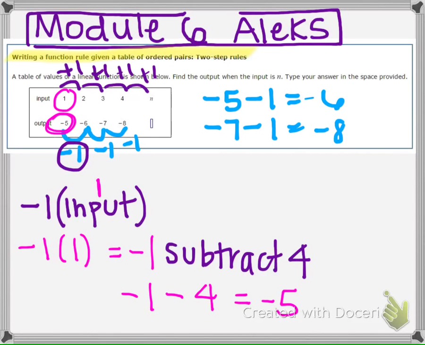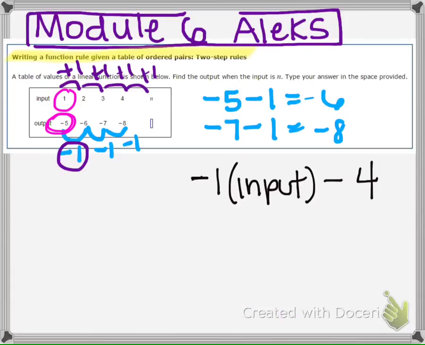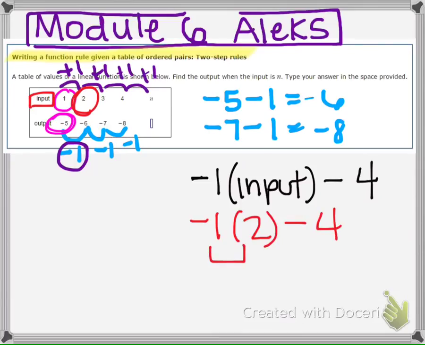So I'm thinking the rule is to take the input, multiply it by -1, and then subtract 4. So I want to see if that works. Okay, so it worked for the first one. Let's try the second one. If I put in a 2, the input is 2, I would have -2 minus 4 is -6, which is the output there.